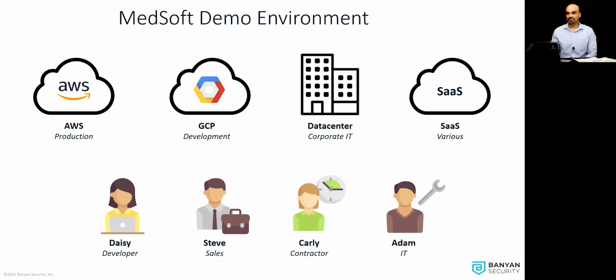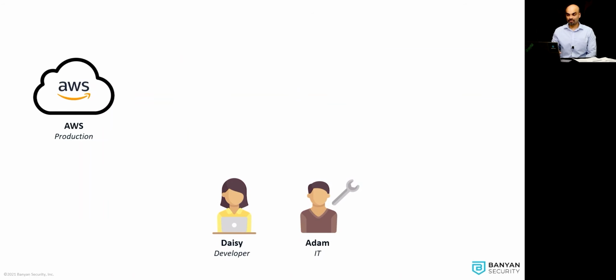We have a demo environment we call MedSoft. It's a medical software company that, like many enterprises today, has applications running in the data center, as well as Amazon, as well as Google Cloud, and also many as SaaS. In this particular demo, we're focusing on access to the production infrastructure running in AWS.